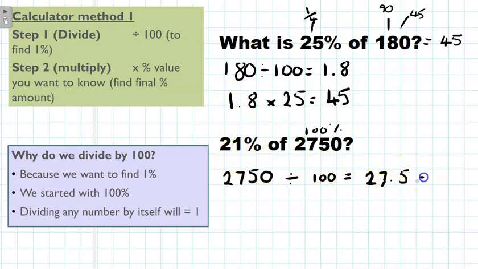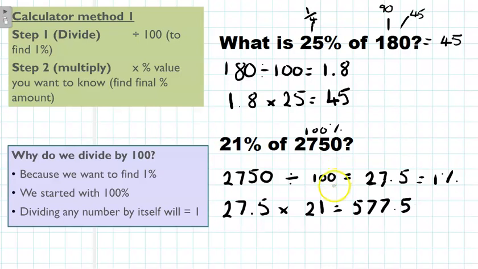Okay, so that is my 1%, and I need to calculate 21%. So what I'm now going to do is take 27.5 and multiply that by 21 using my calculator, and the answer I get when I type that in, 27.5 times 21, is 577.5. So that is a quick way of working out that percentage. 21% of 2,750 is 577.5. So 2 steps: divide by 100, multiply by the percentage that you need. There is another method that we can look at, and we're going to see that now.